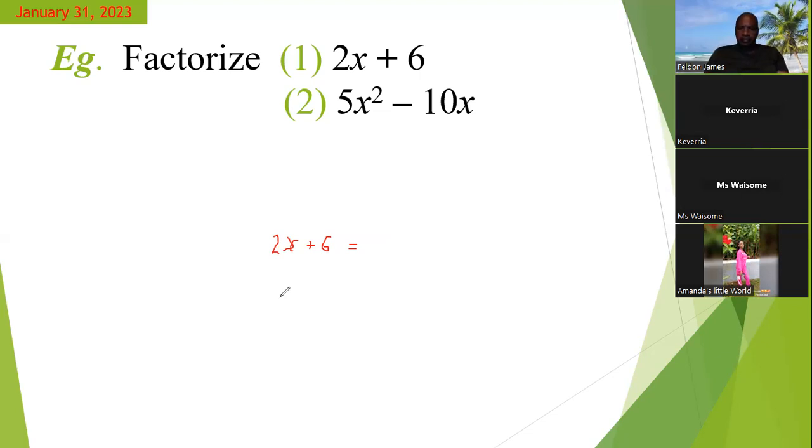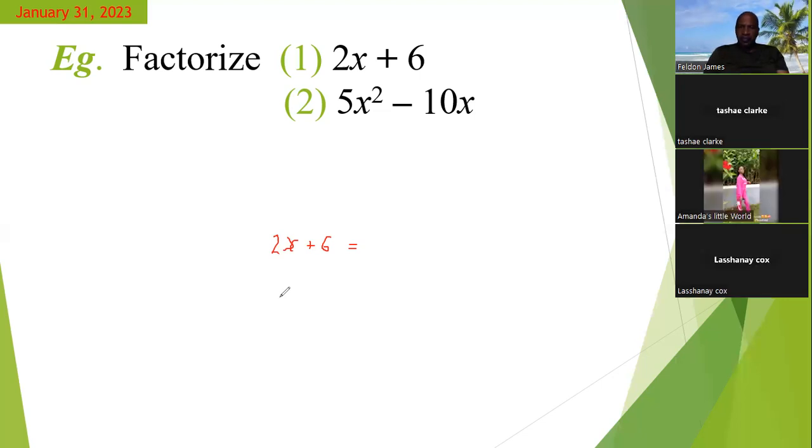Are you there? Yes, sir, I'm here. All right. Can you tell us which number you'd be able to divide 2 as well as 6 with? 1, sir. All right. So 1 is a Sir, 2. All right, 2 as well.